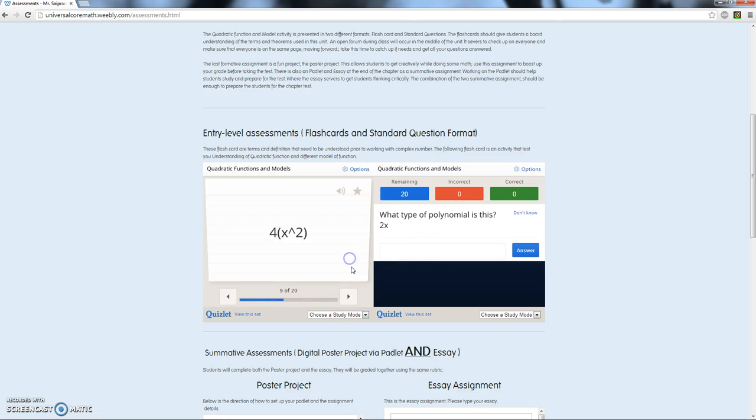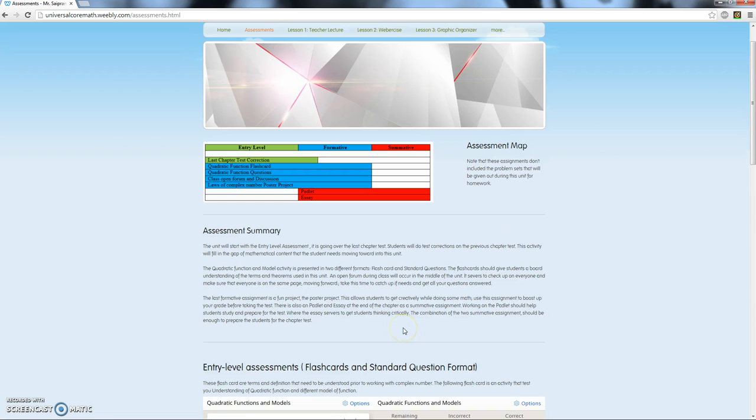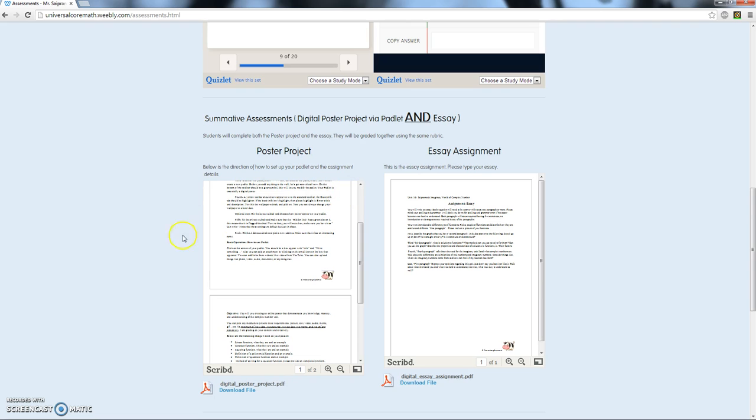And besides the flashcard method, students here have a basic question format. What type of polynomial is this? That should be a linear, right? Here, let's check the answer. That's a monomial. Okay, because it's one term, things like that. So this is a good way for kids to test prior knowledge as well as vocab. So this would be your formative assessment here.